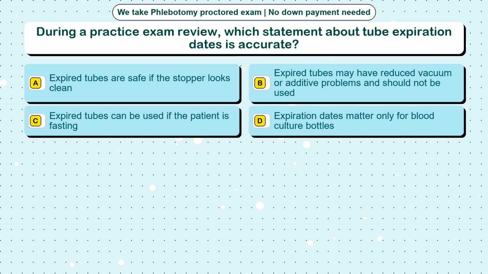Question 92. During a practice exam review, which statement about tube expiration dates is accurate? Option A. Expired tubes are safe if the stopper looks clean.